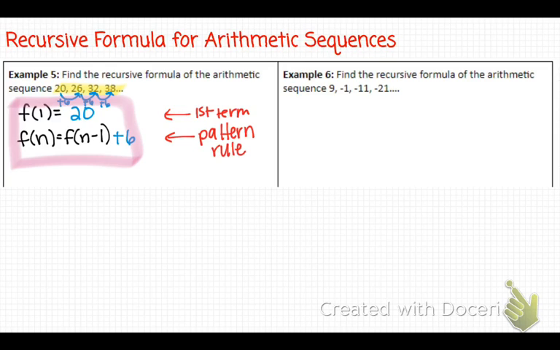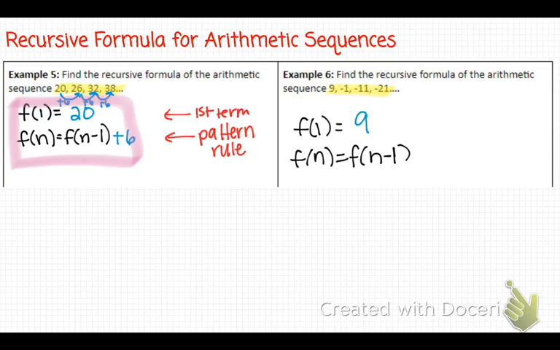Okay? Now, number 6, or our second example. Here's our sequence, 9, -1, -11, -21. And we have to find some information. And I always write this down, like I said, because it never changes. And then all I have to fill in is my new information. What is the first thing I need to find? My first term, which is what?